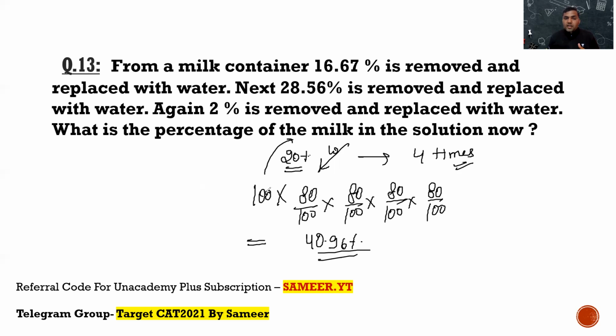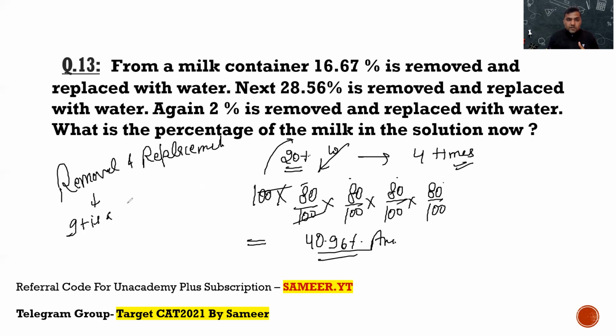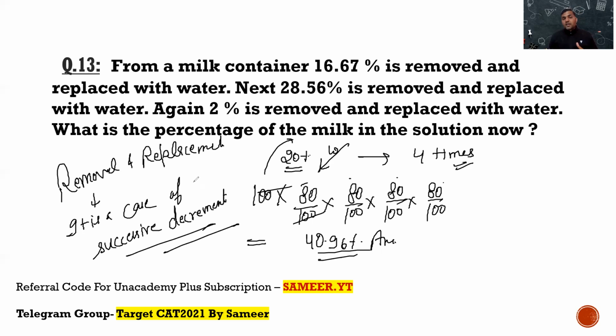40.96%. Just solve it, right? 8 into 8 into 8 into 8 is 4096. Cancel the zeros and you'll get your answer as 40.96%. So that's removal and replacement. Removal and replacement is nothing but a case of successive decrement, right? It's a case of successive decrement. That's it. This is all you have to do to answer all these questions, right?